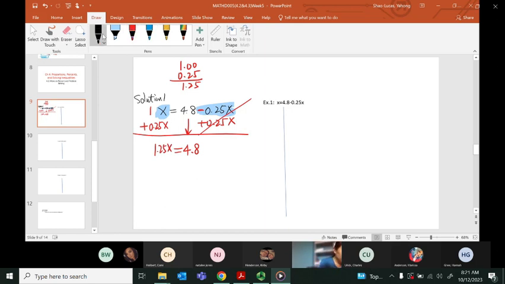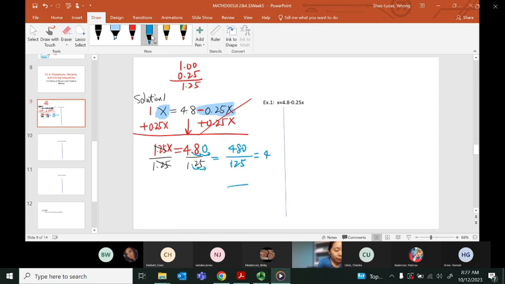After you get here, you just need to get rid of that 1.25. Divide both sides by 1.25. And now to do division of decimals, we move the decimal point 2 times. Move it 1, add a 0, so you can move it 2 times. So it's literally doing 480 divided by 125. That gives us 4.